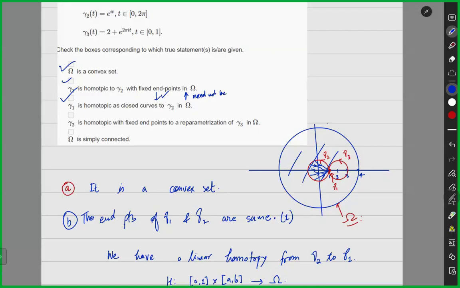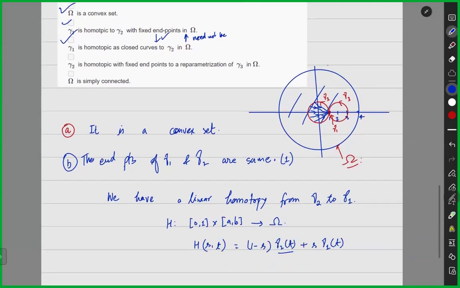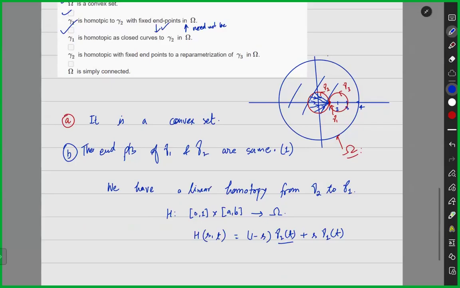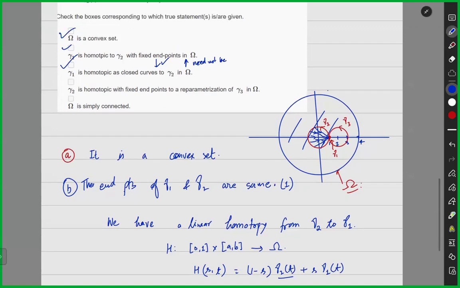Okay. So what about part D? Gamma 2 is homotopic with fixed endpoints to a reparameterization of gamma 3. So now I'm asking you, what do you think?